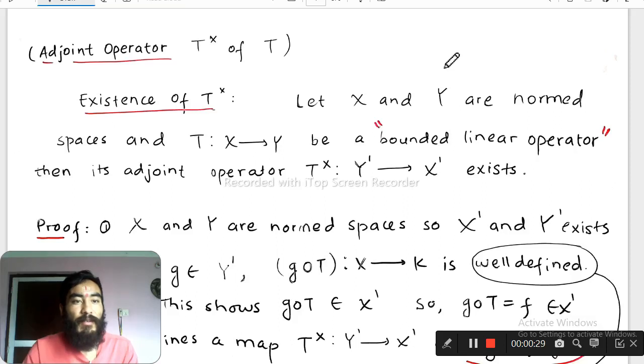Hello guys, this video is on the adjoint operator T star of T. First we discuss the criterion for the existence of the adjoint operator T star. Let X and Y be normed spaces and T be an operator from X to Y which is bounded and linear. So this is the criterion for the existence.